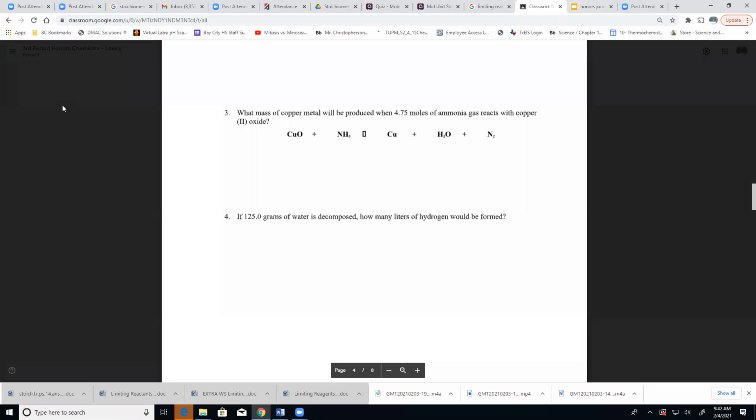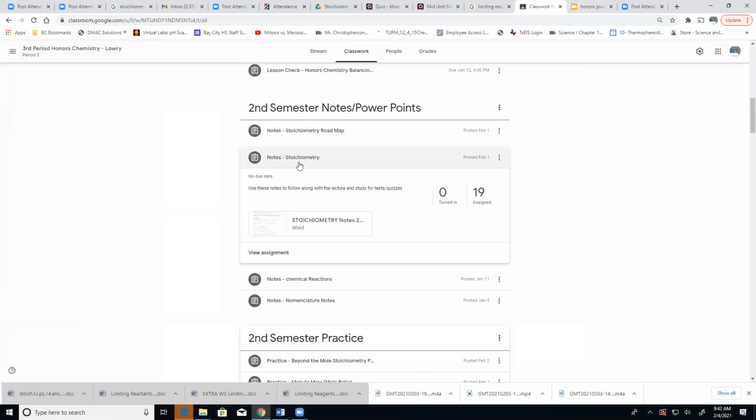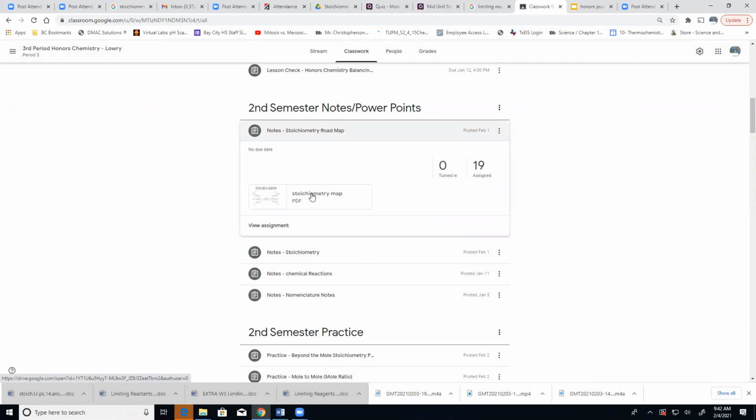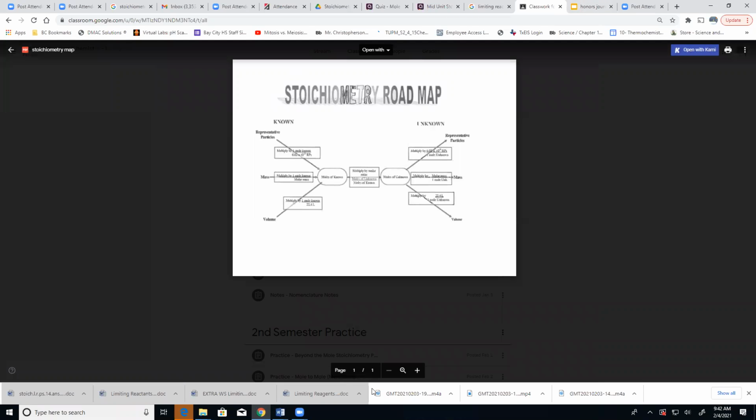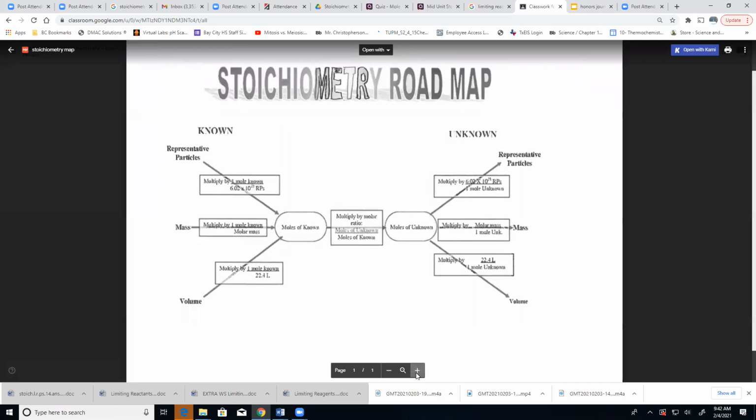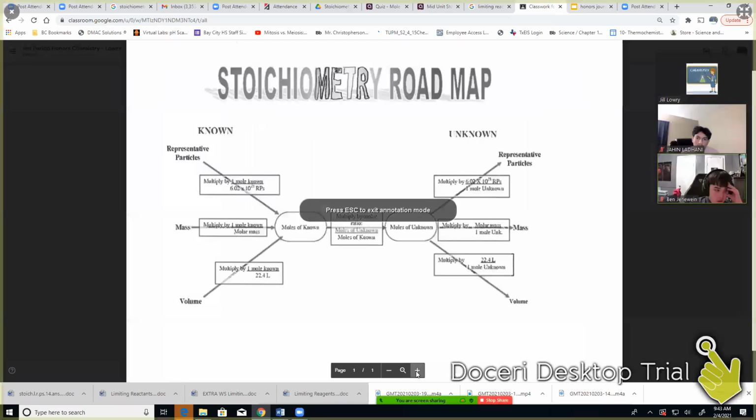All right, let me get back. If you're using this road map and you need to work backwards, probably wouldn't happen that much. But for instance, if you had moles of your known and you wanted to convert it to grams of your known, we did this way earlier in the year. We don't go through that middle molar ratio because I'm not trying to connect my known and my unknown. I'm just trying to stay with my known.